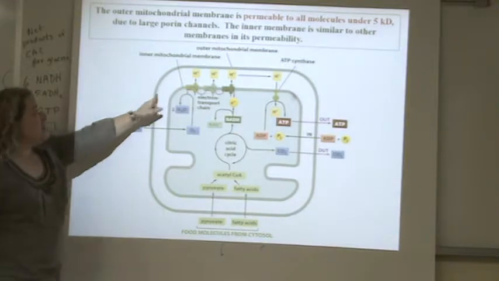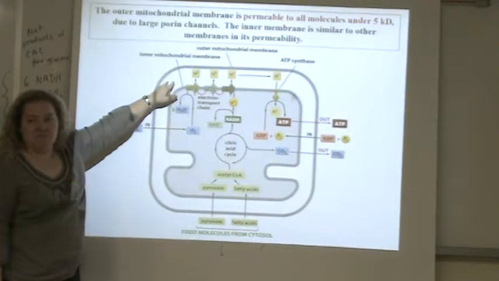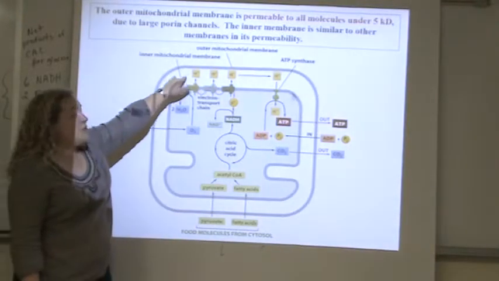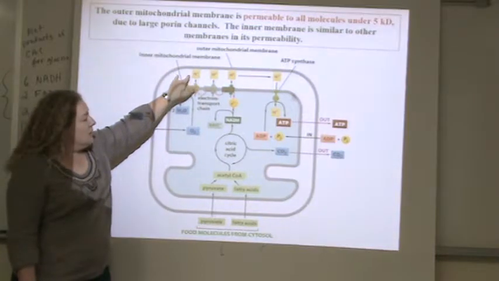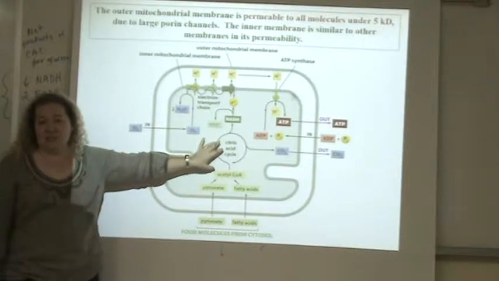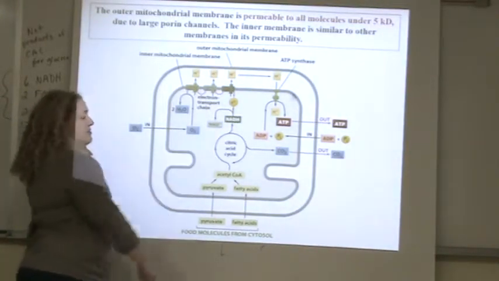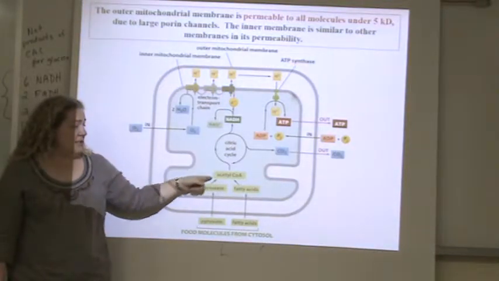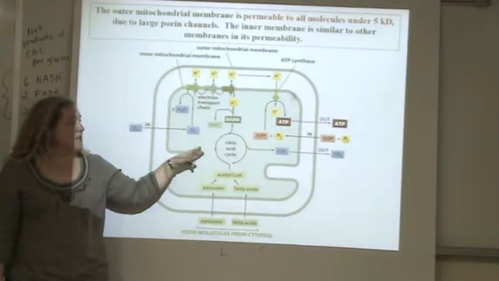So the space in between that is the intermembrane space. Between the membranes, intermembrane space, and that's where protons are going to be accumulating. Inside the inner membrane, that's the matrix, and that's where the citric acid cycle was going on. That's where we have a lot of NADH. There's a lot of acetyl-CoA and pyruvate in there. That's in the matrix.